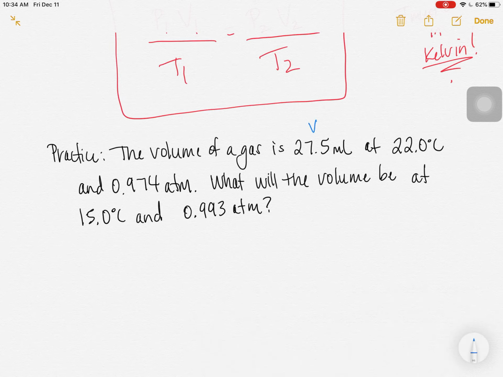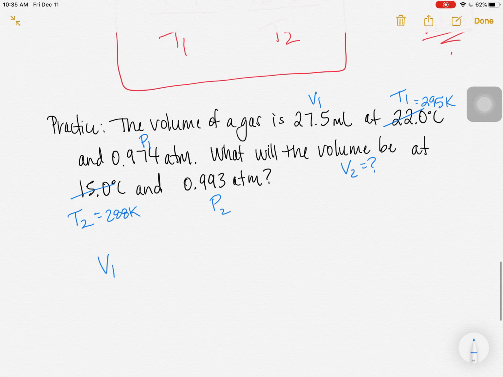So let's do a practice. The volume of a gas is 27.5 milliliters, V1, at 22 degrees Celsius, T1, although we need to change it, so 22 plus 273 is 295. And a pressure of this, P1. What will be the volume, V2, at 15 Celsius, T2, so 15 plus 273, 288, and a pressure of this, P2? All right, so V1 P1 over T1 equals V2 P2 over T2.